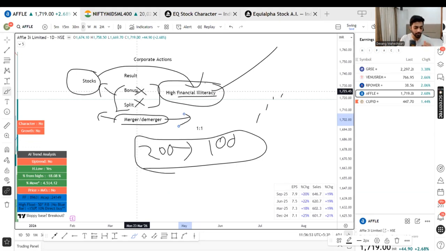I will not hold into it, because 2 or 3 days before, the price action can be a bit delusional, because highly illiterate people go and buy the stock. They buy and there's huge demand. Suddenly the price will move up, and after the bonus it will crash. It will drop.